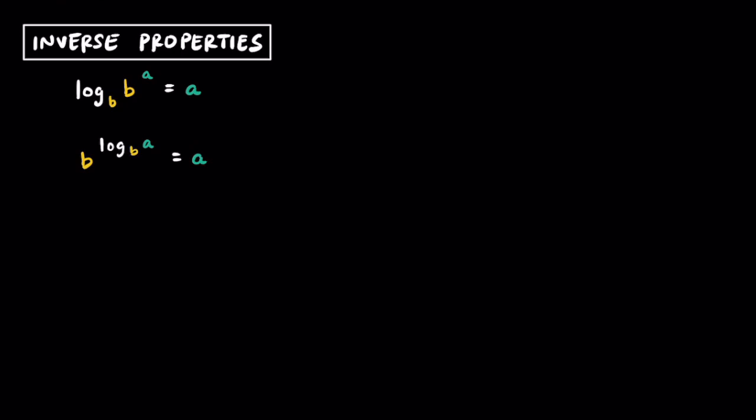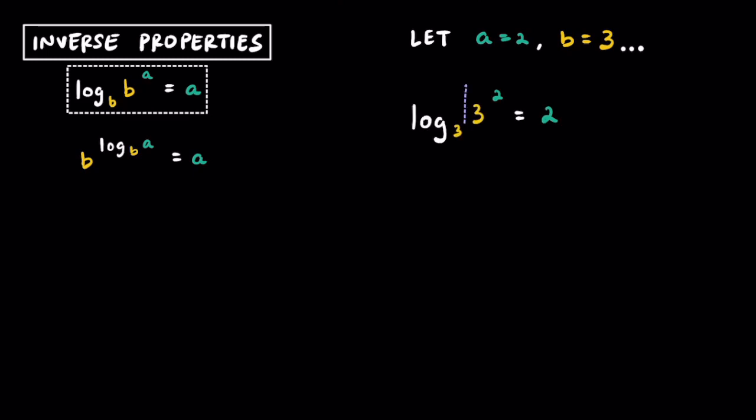Now let's look at inverse properties in a little bit more detail. For this first example, let's let a equal 2 and b equal 3, and we can write log base 3 of 3 to the second power is equal to 2. If you were to just go ahead and solve this, we can say that 3 to the second power is 9, so we have log base 3 of 9 is equal to 2. And to write this in a form that's more familiar to you, we can write 3 to the second power is equal to 9. So this verifies for us that the 2 in the exponent is actually just what the whole logarithm simplifies down to.